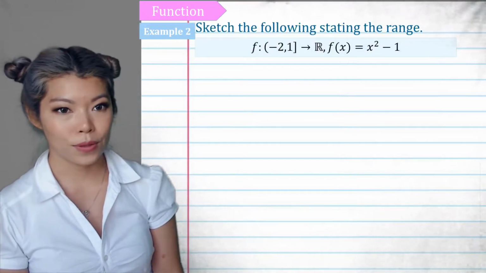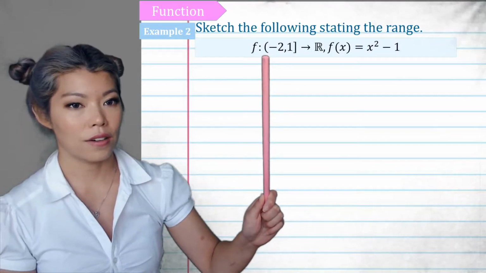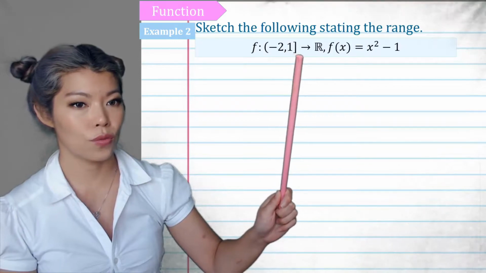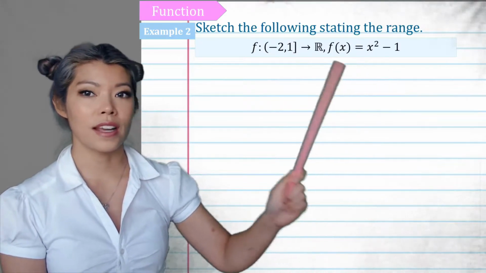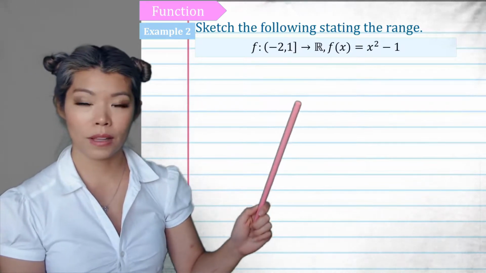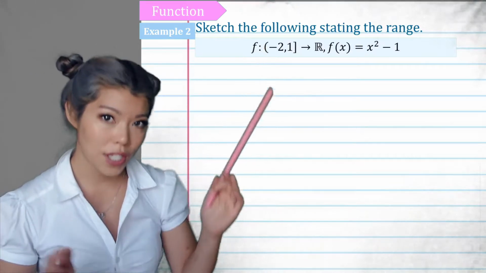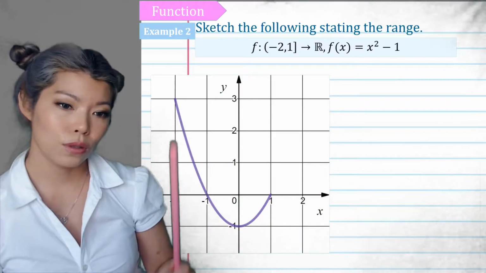Let's do an example. Here we have the function from -2 to 1, 1 inclusive, -2 not inclusive, of x squared minus 1. So x squared is a positive parabola, -1 means it's been moved down by 1. So our graph will look something like that.